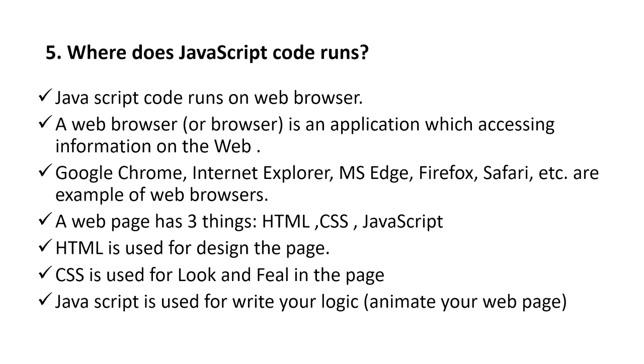Where does JavaScript code run? JavaScript code runs on a web browser. A browser or web browser is an application for accessing information on the web. Google Chrome, Internet Explorer, Microsoft Edge, Firefox, Safari, etc. are examples of web browsers. A web page has three things: HTML, CSS and JavaScript. HTML is used for designing the page. CSS is used for the look and feel of the page. JavaScript is used for writing your logic.